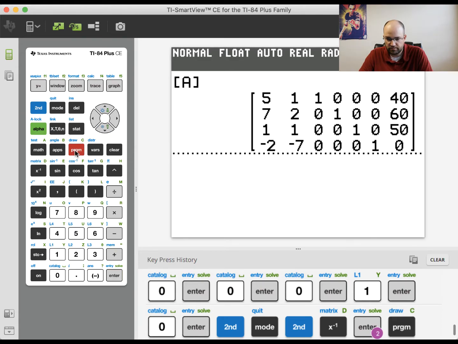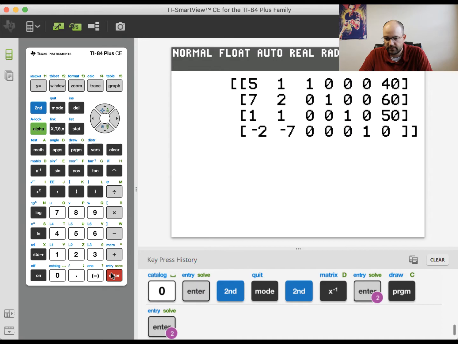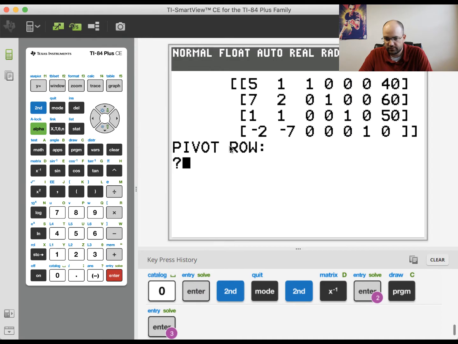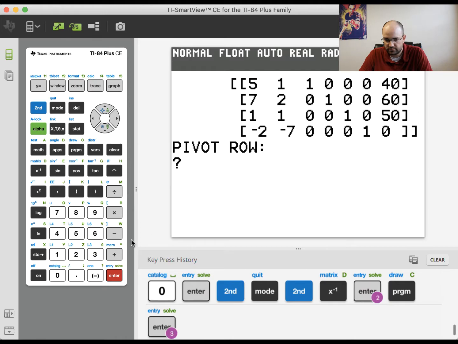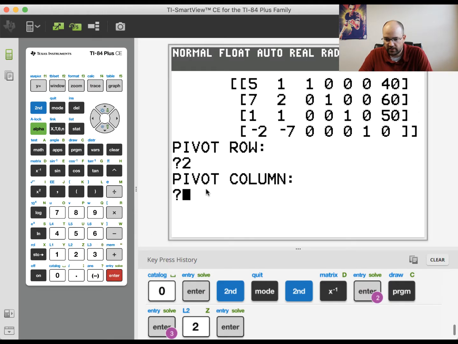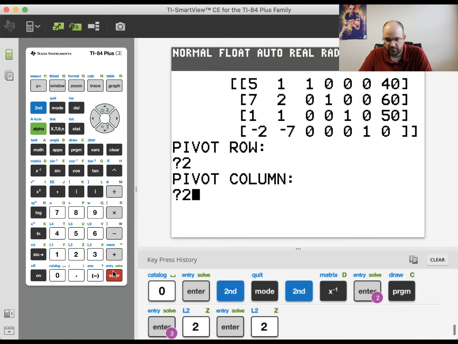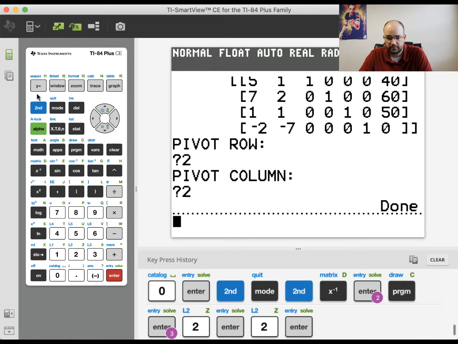So let's go ahead and go into Program Pivot. Click Enter until we get to the pivot row here. Now, again, this is the matrix in A. So the pivot row is the second row, and the pivot column is the second column, which would be that 2 there. There we go, and it's done.